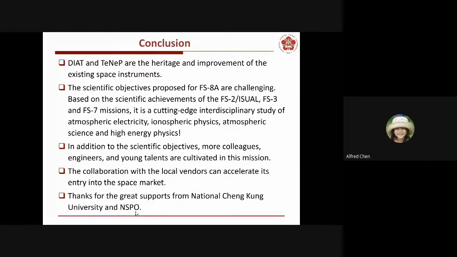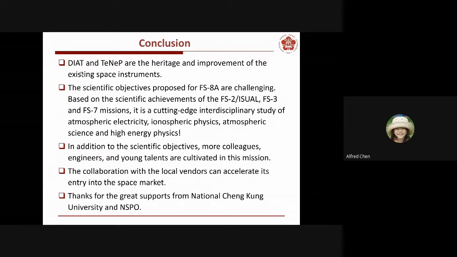So I will give some conclusions about my presentation today. The DIAT and the TNAP are heritage improvements of existing space instruments. Therefore, they are basically very mature, and we also put in a lot of new enhancements and new functions. The scientific objectives proposed in this mission are very challenging, but this is not new science to our space community.